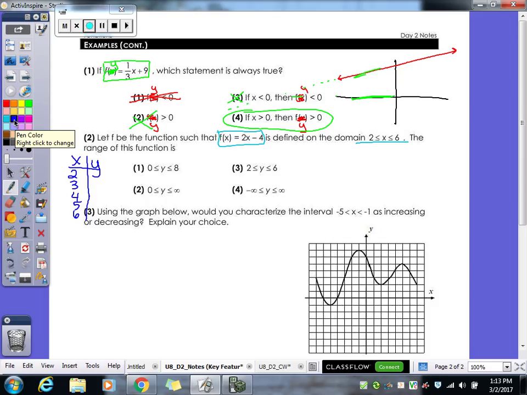So if we look at our table, again, they told us to go from 2 to 6. So where x is 2, what is our y value? 0, and then 3 is 4, 5, and 6, 8. So which range goes from 0 to 8? Choice 1. There we go.